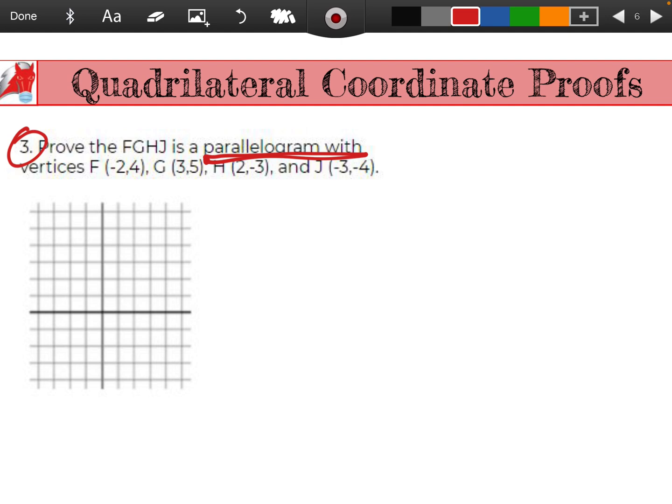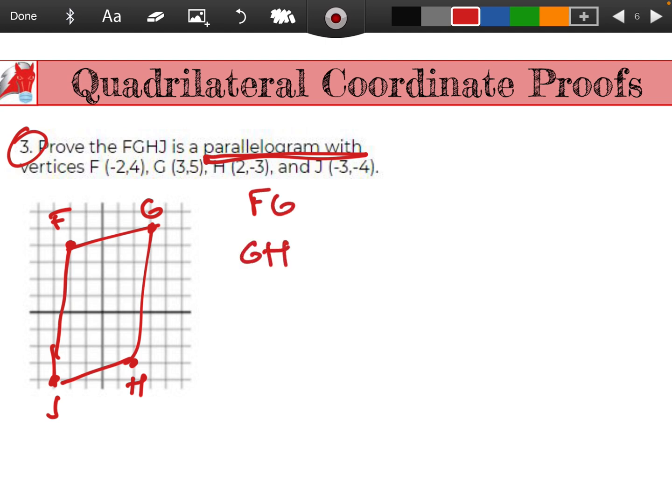So let me find my pieces here. I got to go -2, 4, that's F, 3, 5, G, 2, -3, that's H, and then -3, -4, that's J. Right away, this looks pretty darn good. I just need to see on these parts. So I'm going to go FG, GH. I'm going to mark the 4 parts, JH, FJ.